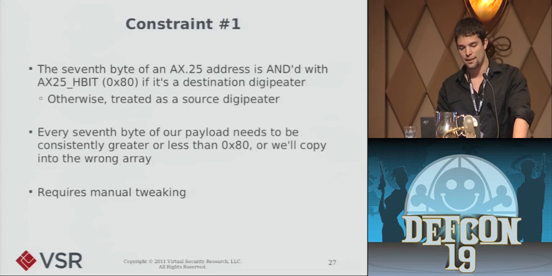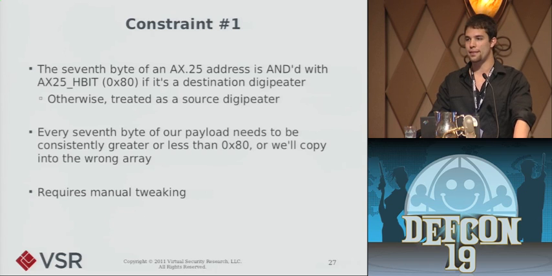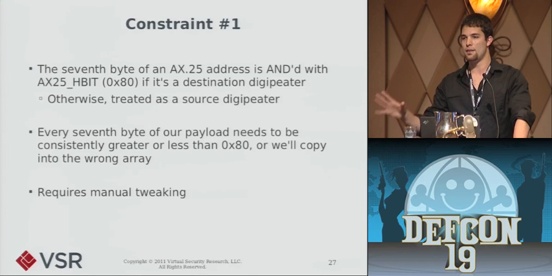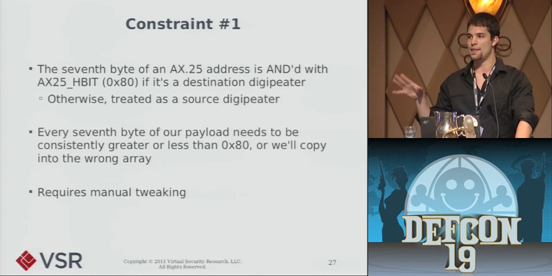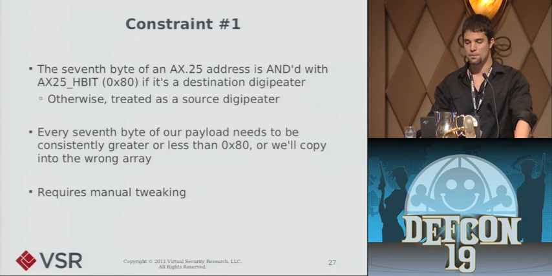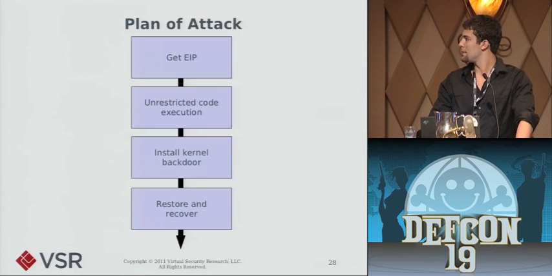Now, you may also notice that there's a constraint here. The 7th byte of every AX25 address is actually ANDed with a flag that indicates whether it's a source or destination digipeater. And that means in our payload, we need to obey that constraint. Every 7th byte needs to be consistently greater or less than 0x80. Otherwise, one 7-byte chunk might be copied into one array, and then the next one might be copied into a different array, and it would be very difficult to handle, and it would be a pain. So this sort of just required me to go through the exploit and manually just check that this constraint was satisfied. So now we've got a plan of attack.